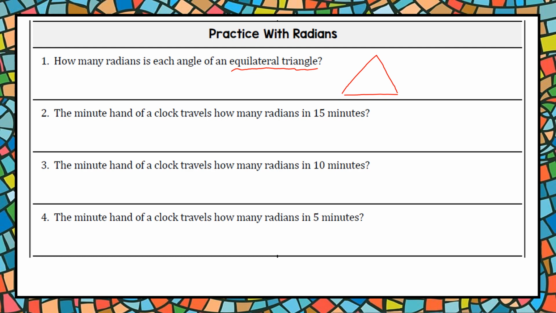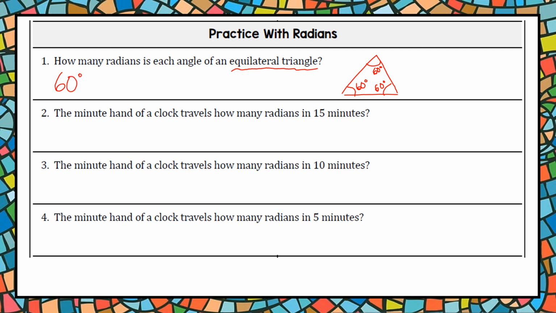And so if we know that all of the angles in a triangle have to add up to 180, then if we divide them all evenly, we know that each angle is going to be 60 degrees. Oftentimes it's helpful to think about it in terms of degrees when we're talking about a geometric shape, but we want to know how many radians each angle is. In other words, I'm trying to take that 60 degrees and convert it to radians.